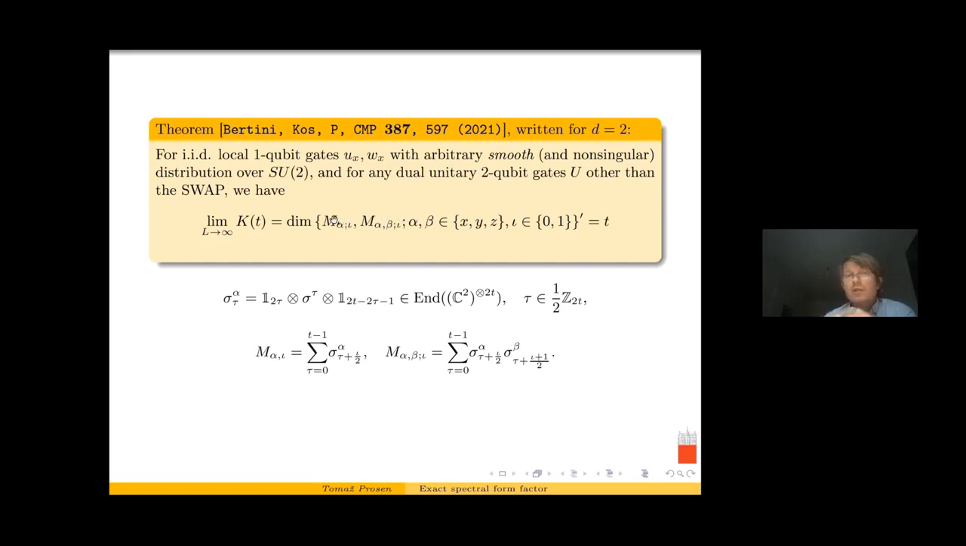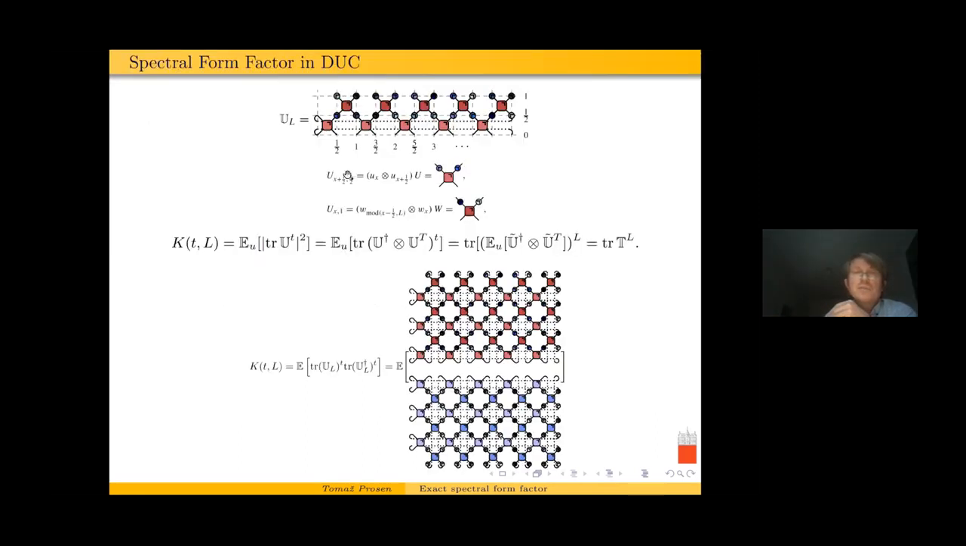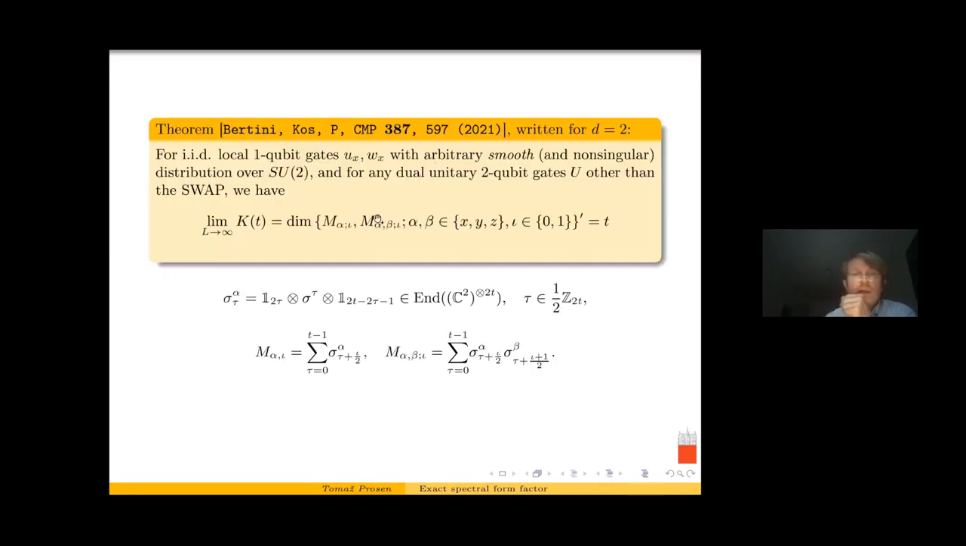So this set of operators here are just magnetizations, a magnetization on an arbitrary sublattice. There are two sublattices because this problem has a staggering, even and odd sites. I denoted them by integer and half-integer sites, so you define integer and half-integer lattices, and then you define these two sub-magnetizations. So the idea is to find a minimal set of operators, and the spectral form factor is the dimension of the commutant of the set. And this minimal set of operators is these two sets of magnetizations.